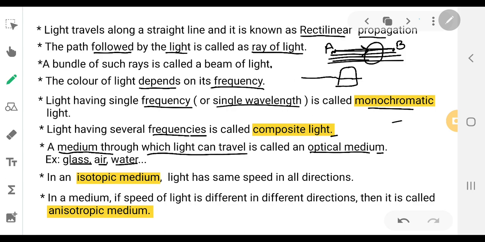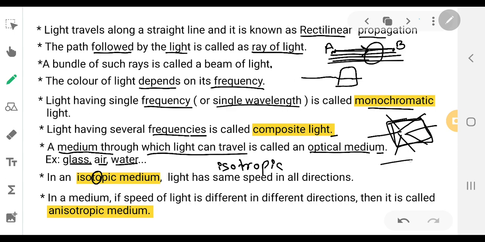When the light enters the optical medium, in any direction let the light travel, if its speed remains the same in all directions, then it is called an isotropic medium. Here is the spelling correction: isotropic medium. If light travels in this direction or any other, wherever it travels it maintains the same speed, then such a medium is called an isotropic medium.